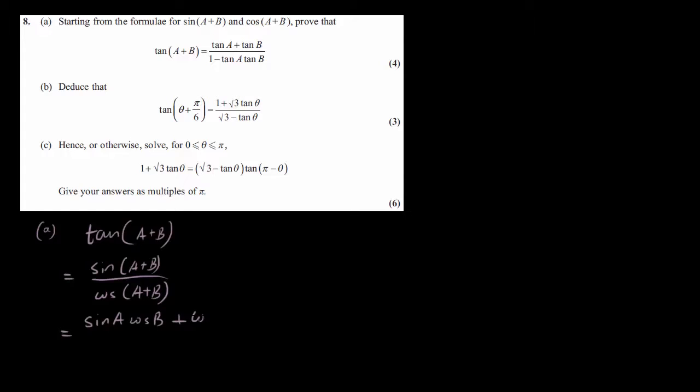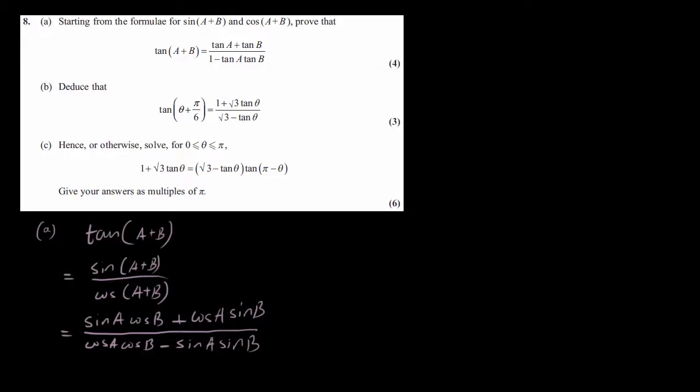We start off with tan(A + B) as sin(A + B) divided by cos(A + B). So that is how we start. Now after that we can break this down as sum of angles, which is sin A cos B plus cos A sin B, divided by cos(A + B), which has the identity cos A cos B minus sin A sin B.